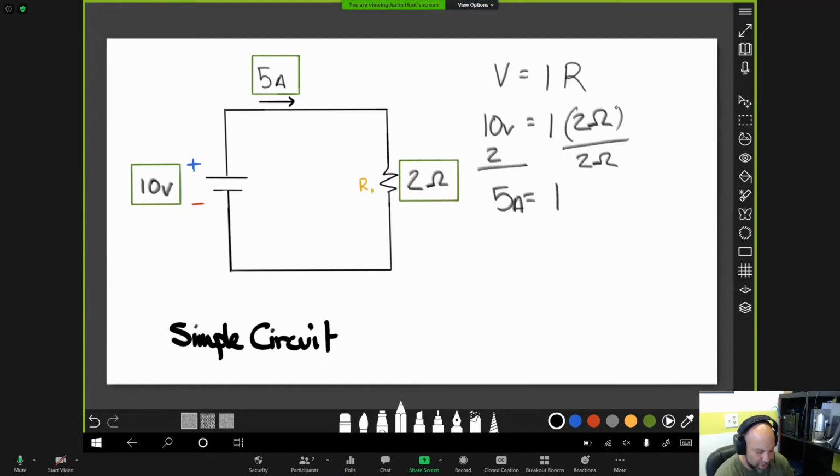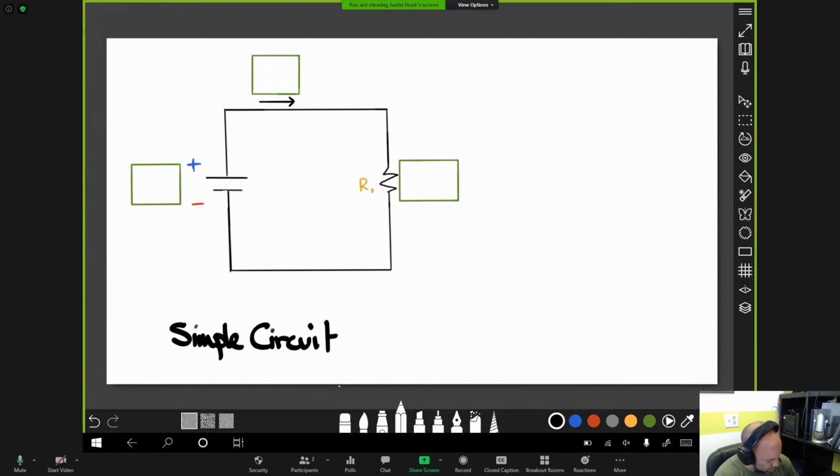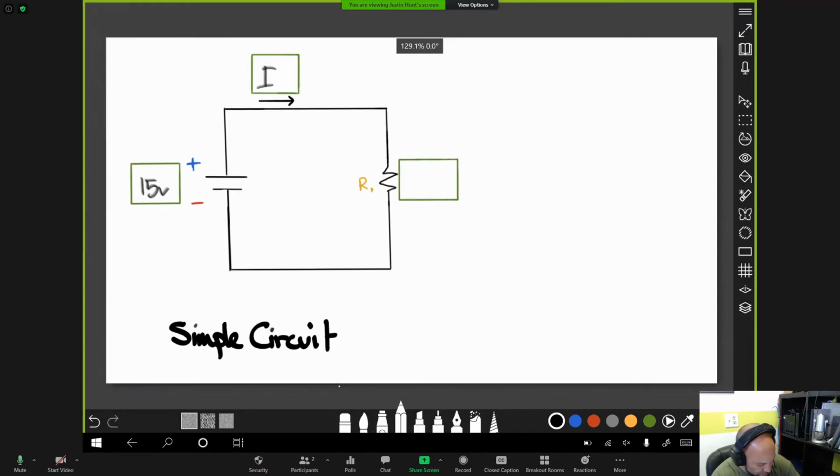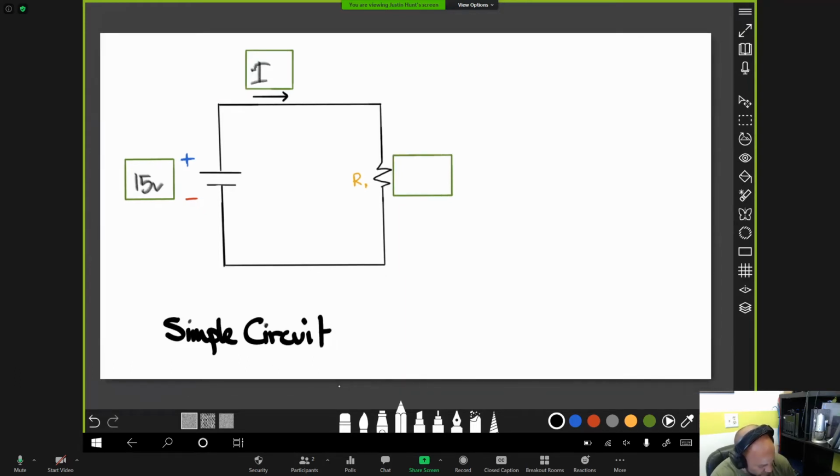We're basically taking these really simple balancing algebraic equations and we're just trying to plug in for the unknown. Let's clear this layer and we'll do it again. Let's say this time around we've got 15 volts and we do not yet know what our current is. We'll just put I in there. And then we have 3 ohms of resistance.